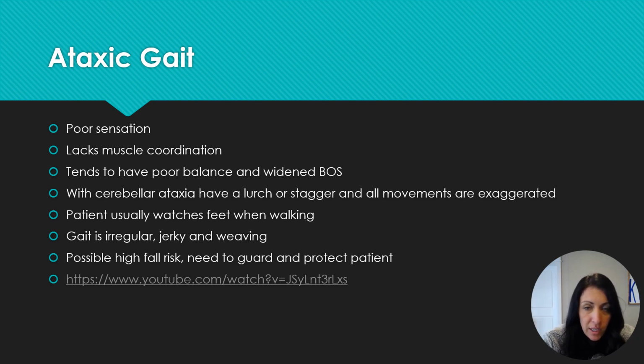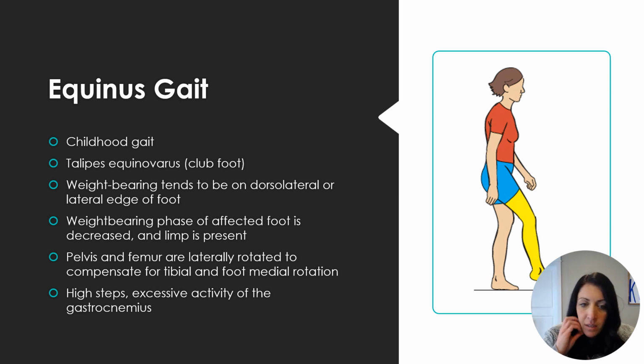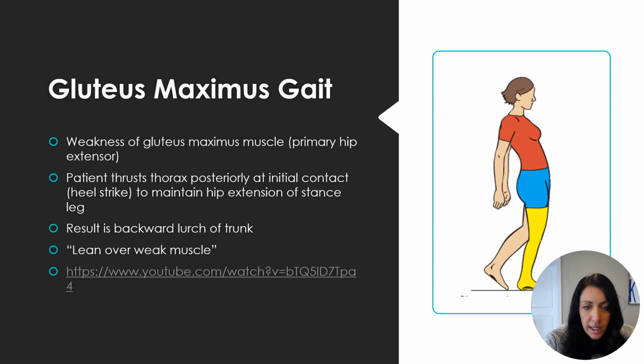So patients will usually watch their feet when they're ambulating, and the gait is irregular or jerky, or they're weaving. They could be a possible high fall risk, so you need to guard and protect your patient accordingly. Here's another link that you can watch for ataxic gait. Equinus gait, or equine gait, is a gait pattern characterized by high steps, and usually involves excessive activity of the gastrocnemius. So make sure you look over that video as well, to see what that looks like.